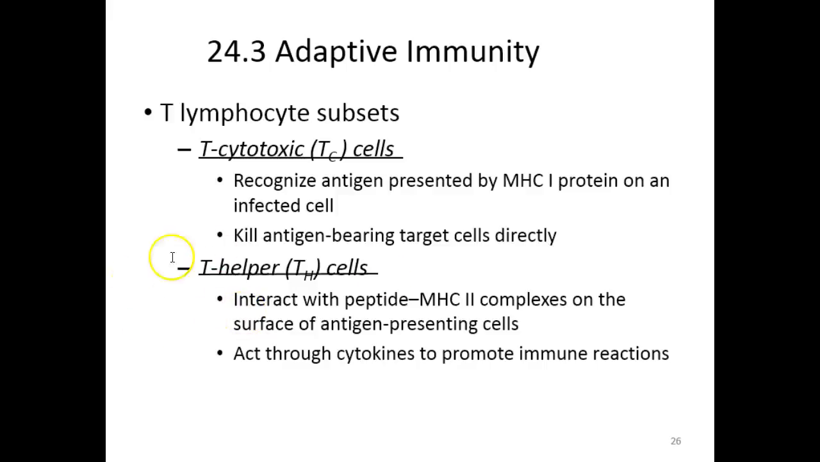The other general category we've talked about so far are these helper T cells. They only interact with antigen or peptide in class 2 MHC complexes, and these types of MHC molecules are only on antigen presenting cells, so specialized white blood cells in your body. Class 1 MHC are on all of your nucleated cells. These are only on immune cells. These cells get stimulated and act by releasing cytokines that promote different immune reactions depending on which helper T cell they are and which antigen-presenting cell stimulated them.